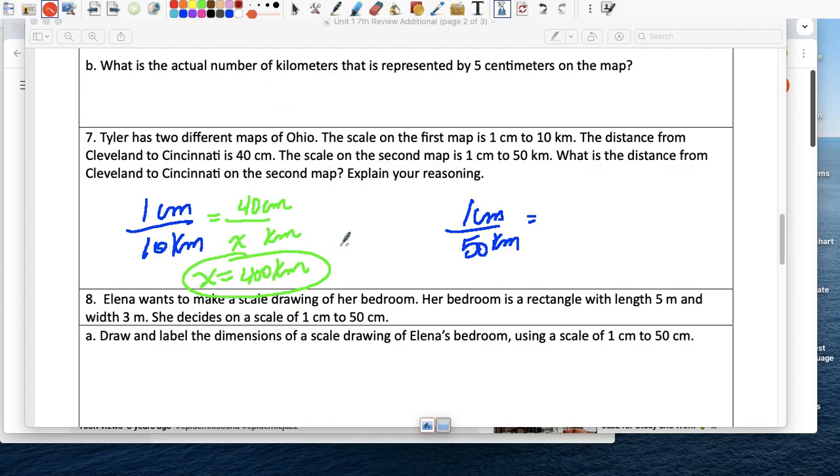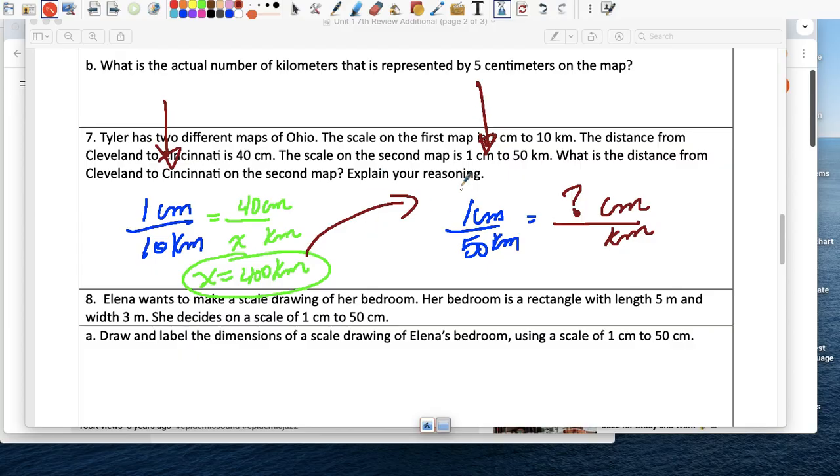So I want to take this information to help me solve the second part. Here's what the setup is currently. I wanted to know the distance from Cleveland to Cincinnati on this map. Just out of curiosity, looking at the scales, this one is 1 centimeter to 10 kilometers. This one is 1 centimeter to 50 kilometers. Is the second scale going to be greater than the first one? Equal to the first one? Or less than the first one?